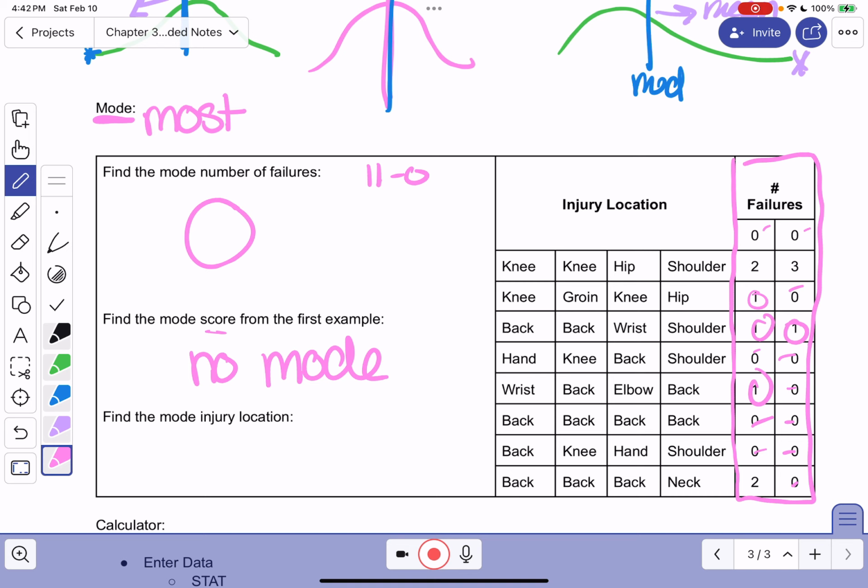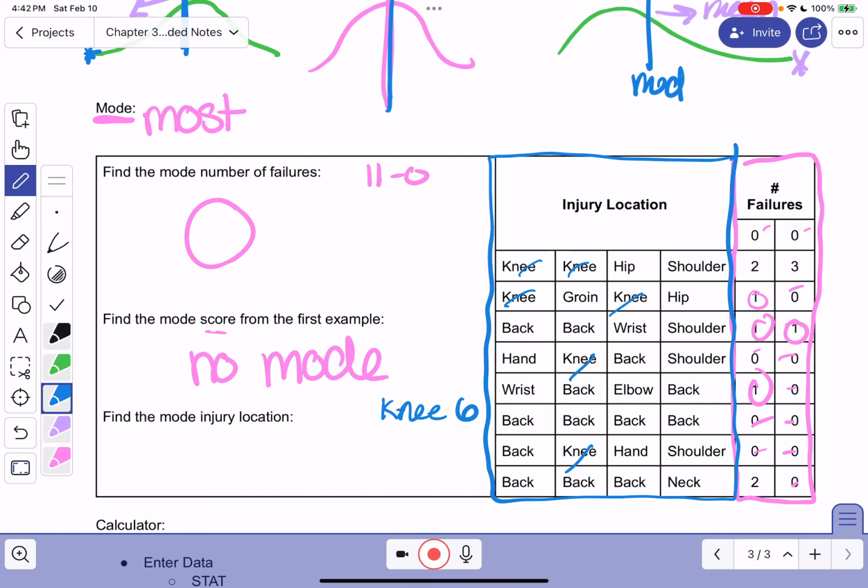Now find the mode injury location. Look at this list. Knee, 1, 2, 3, 4, 5, 6. So knee is 6. Back, 1, 2, 3, 4, 5, 6, 7, 8, 9, 10, 11, 12, 13. So back was 13. Shoulder, 1, 2, 3, 4. So it looks like back is the most. That's the one that appears the most, so that's the mode. Mode is the only one that you can use if you have qualitative data, because there's no numbers to put in order, so mode's your only option.